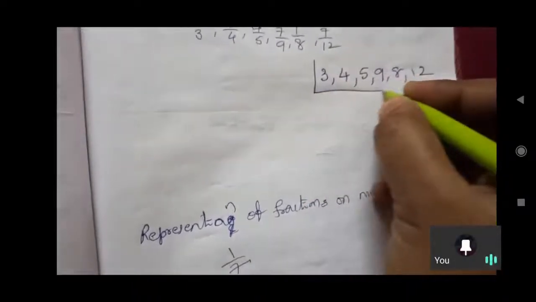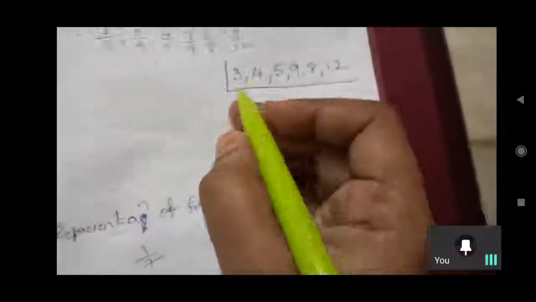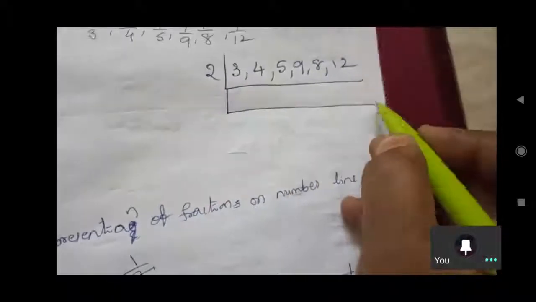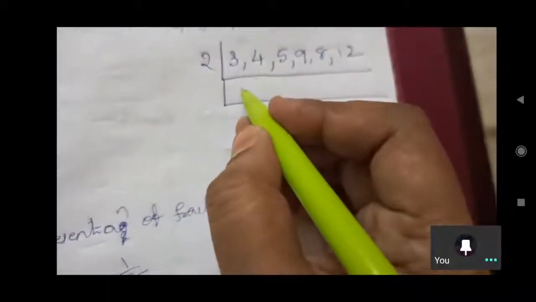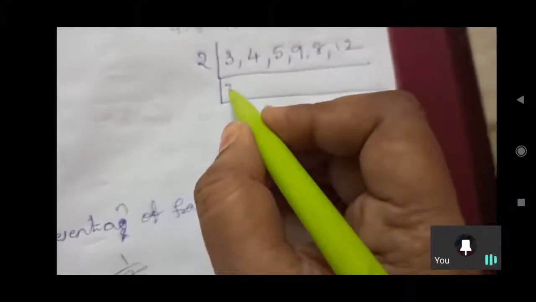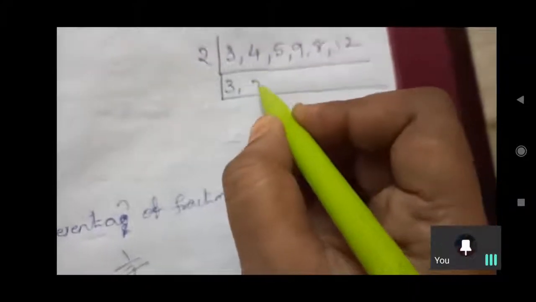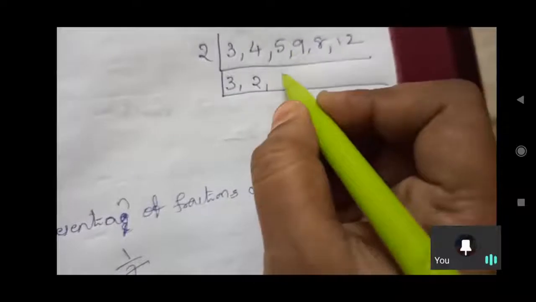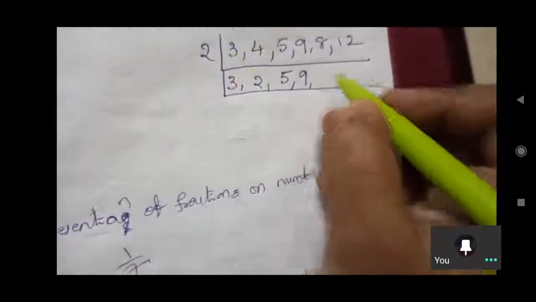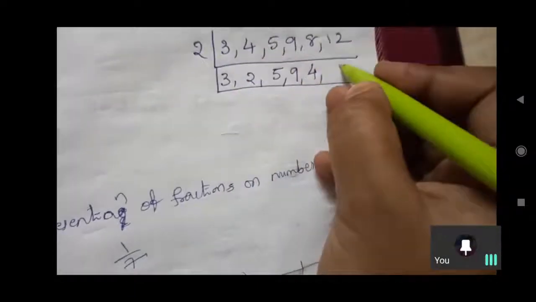So like this you need to do. You know this method? So take a small number, 2. 2 ones are 2. It is not suitable. 2 ones are 2. 3 as it is you need to keep. 2 twos are 4. 5 is not divisible, so 5 like that only you keep. 9 like that only you keep. 2 fours are 8, and 2 sixes are 12.